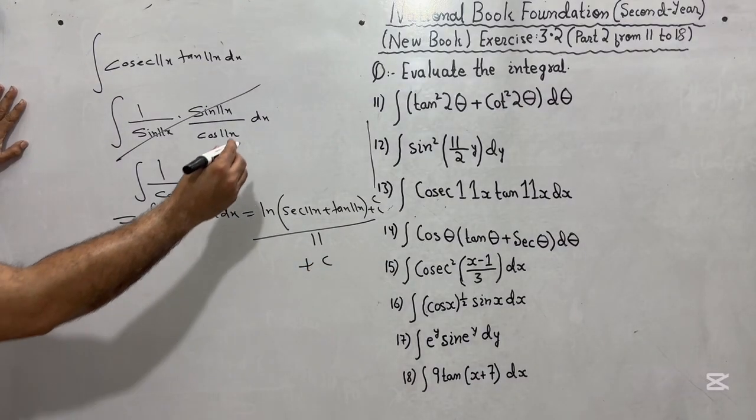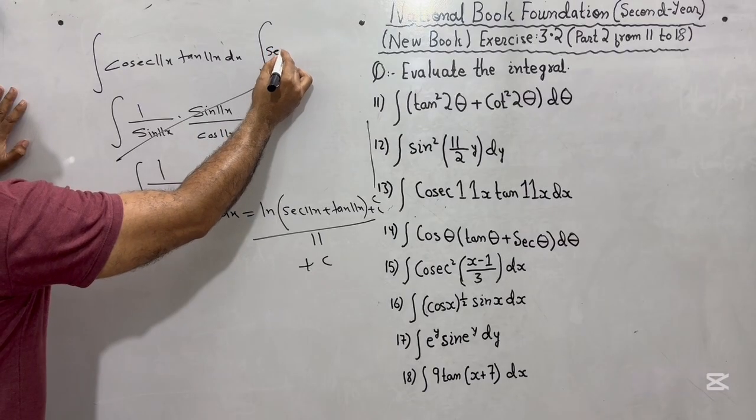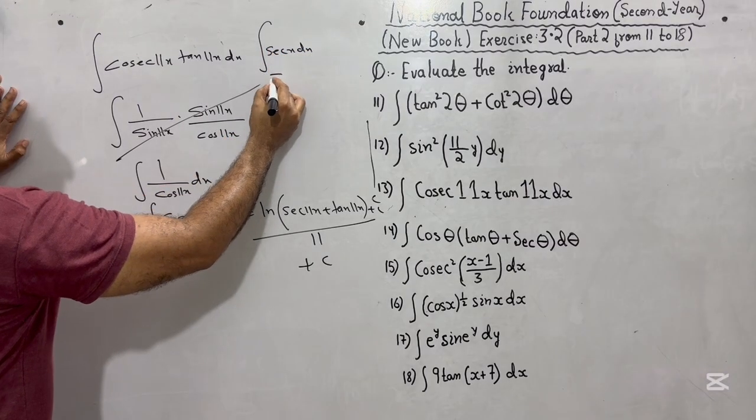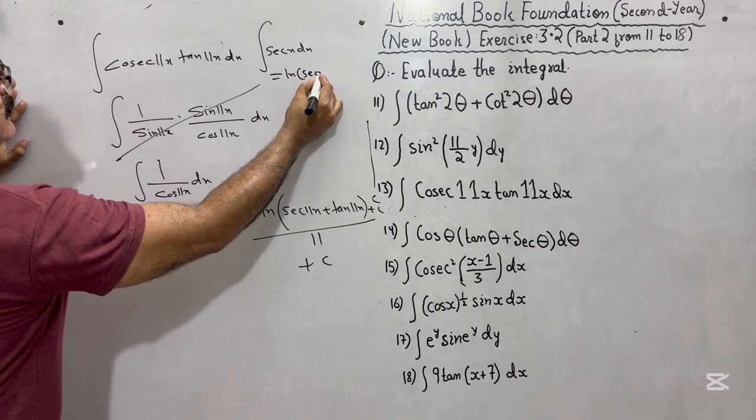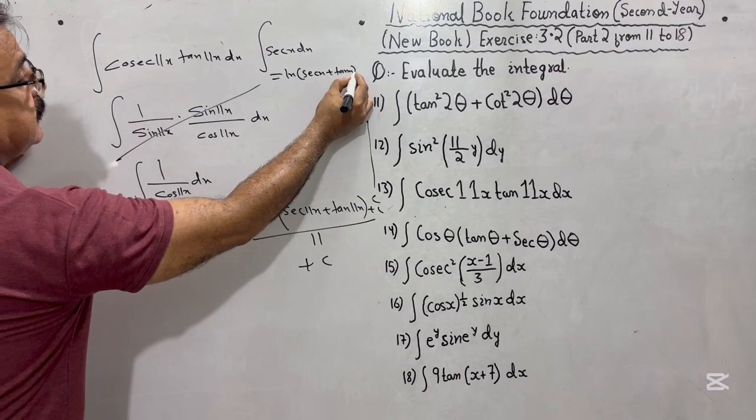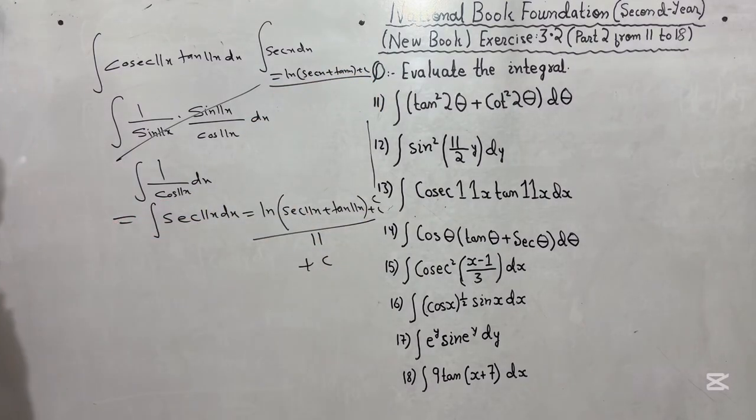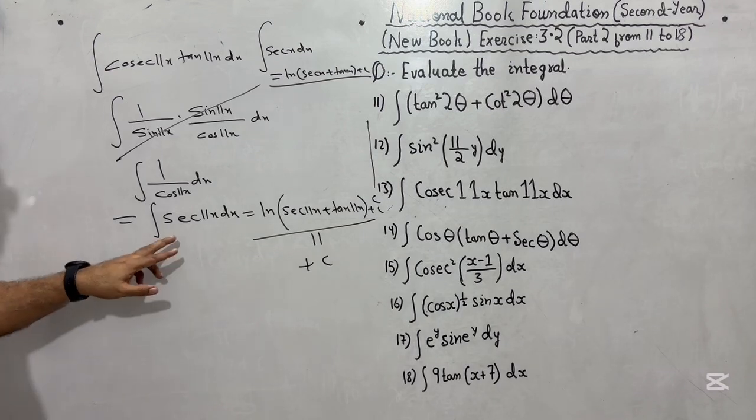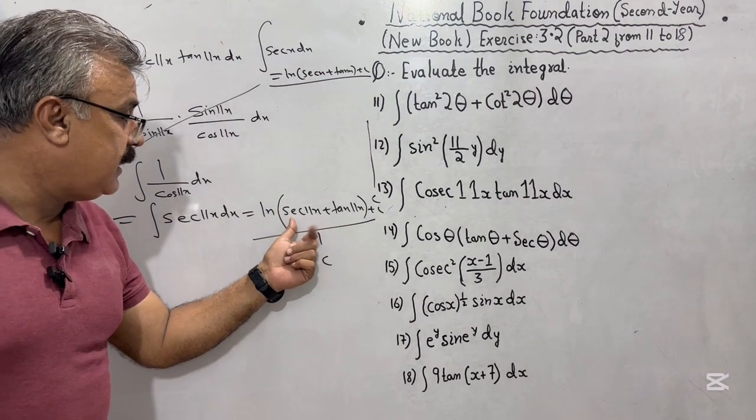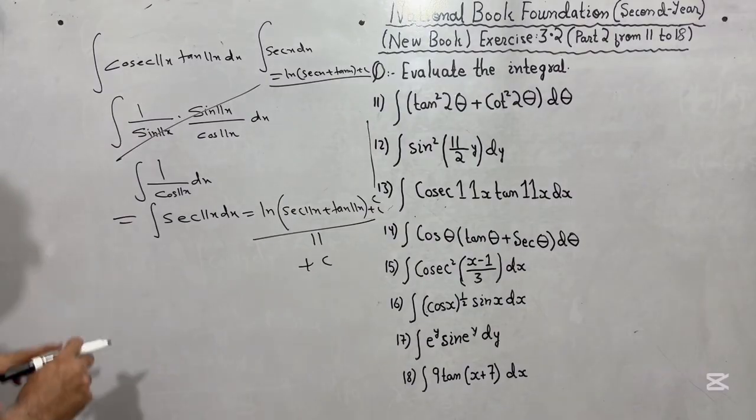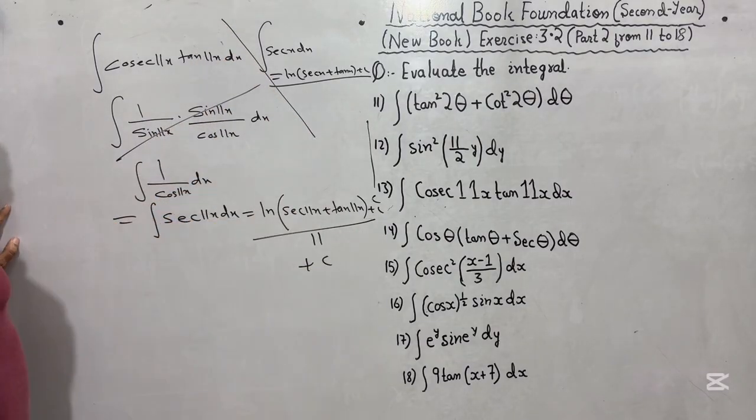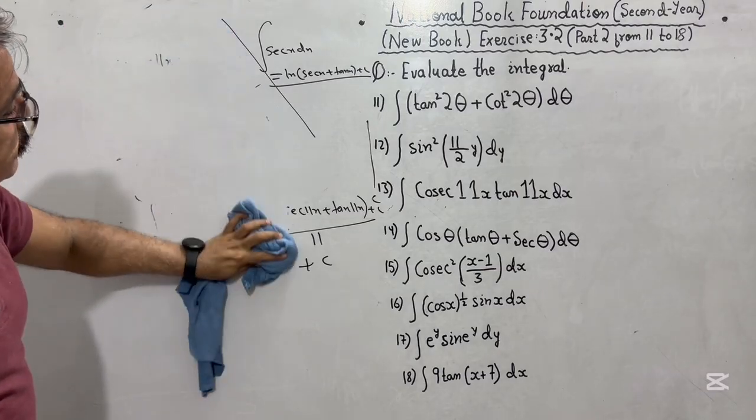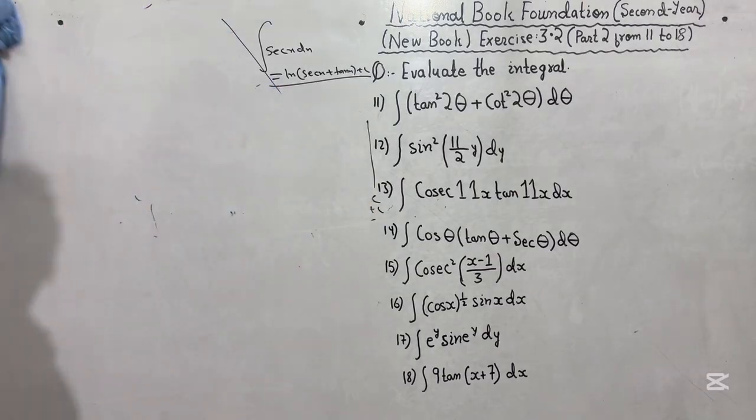Integration of sec is, let me write in the frame to emphasize the situation, ln sec x plus tan x. For a curious mind, from where does the integration of sec being ln sec plus tan come? Let me explain this portion. It is to be kept in mind for direct utilization. If you are interested in where this comes from, let's see and find out.